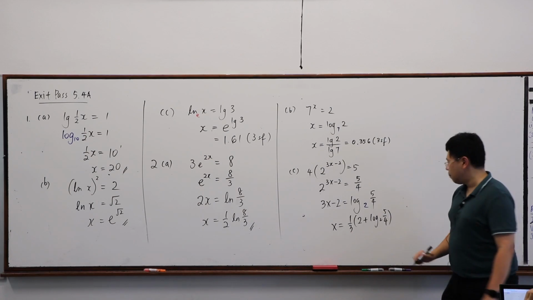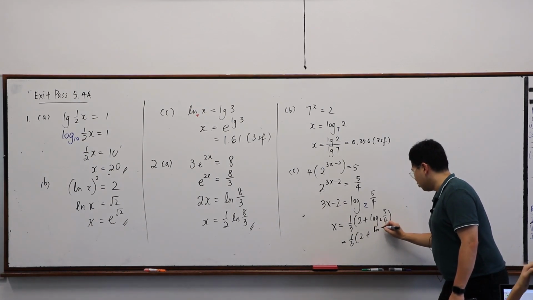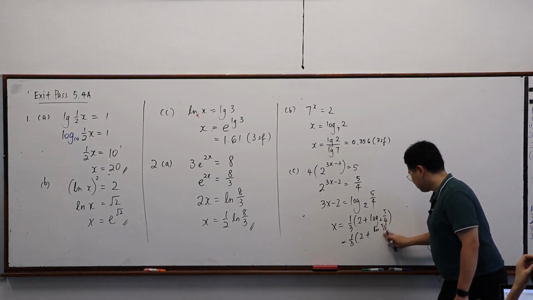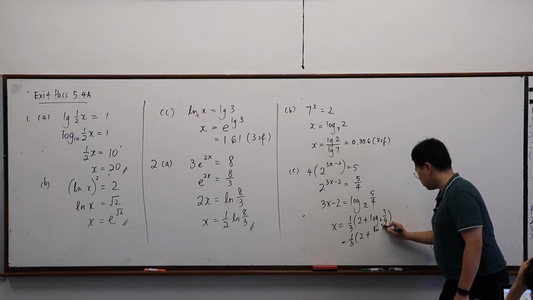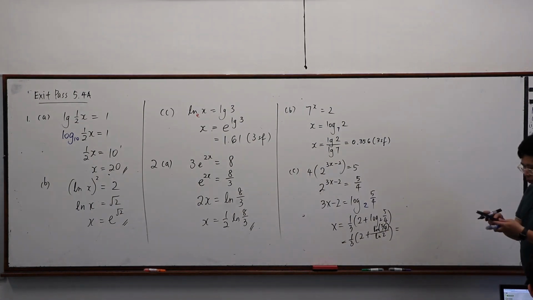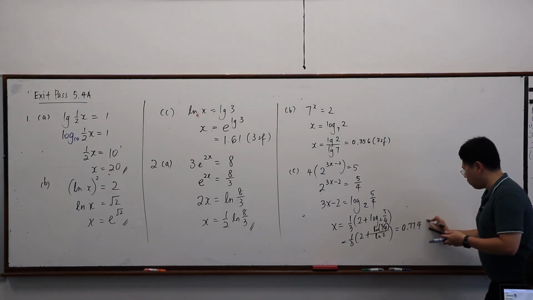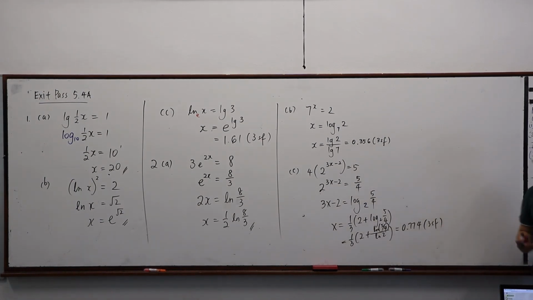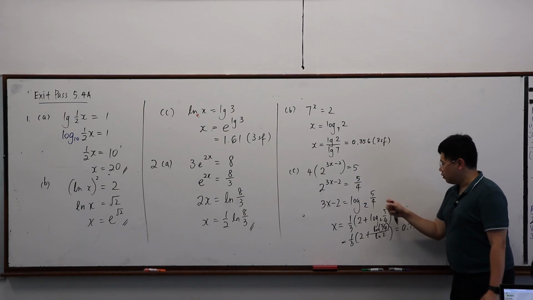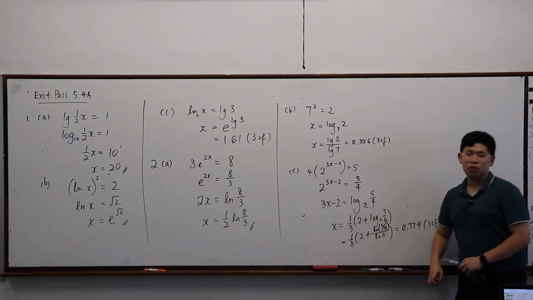Okay, if you want a specific number, then you can do some calculation over here. Right? 2 plus ln 5 over 4 over ln 2. Then you can key in your calculator. Okay? So this one will give you 0.774 3SF. Okay? Can? So it's just a matter of, let's say if you have something like this, just change the base. Change the base to ln. Okay, when you key in your calculator, can change the base to ln.